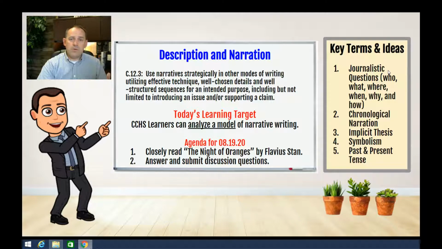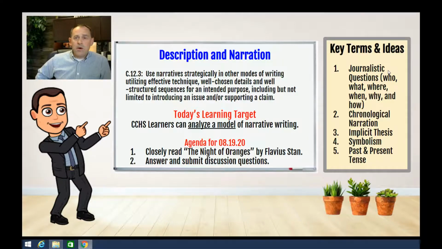But when it asks about those journalistic questions, it's just asking you to think about what details the author has chosen to give you and what questions the author has answered for you. A lot of that has to do with audience awareness, knowing what the reader doesn't know and anticipating misconceptions, and being able to describe and narrate that for you so that it's answering those questions as you get to it. If you get to the end of the essay and you say, well, I really don't know what that was about or who that was about or why that happened or when it happened, then the author hasn't met the audience's needs. So that's why we're bringing up journalistic questions with this essay.